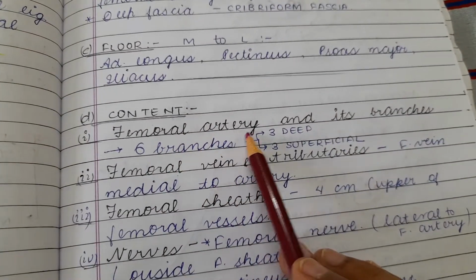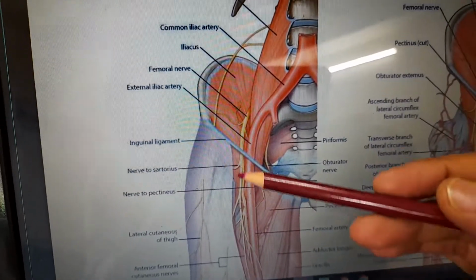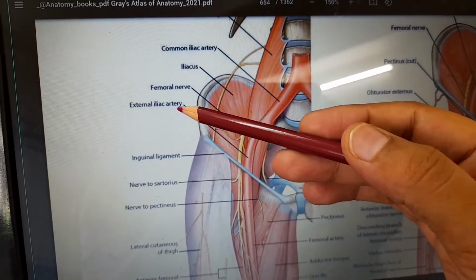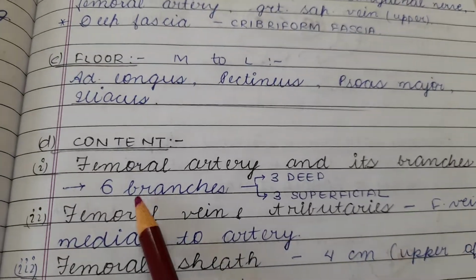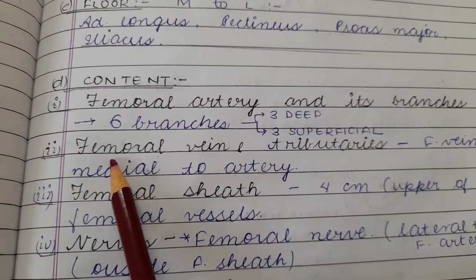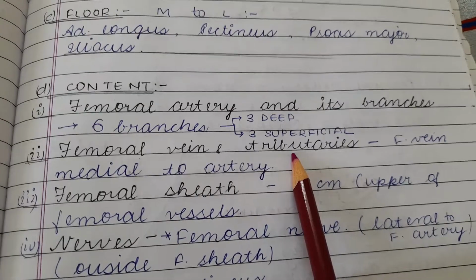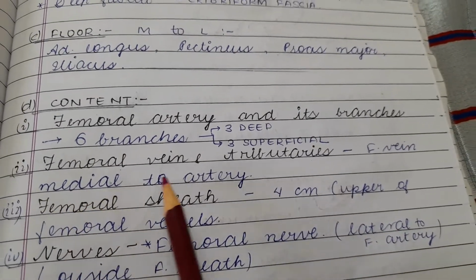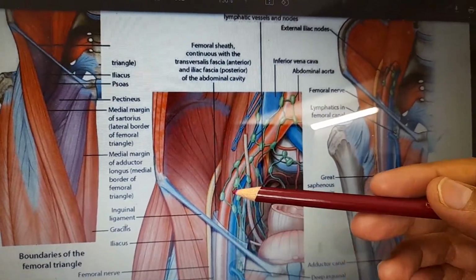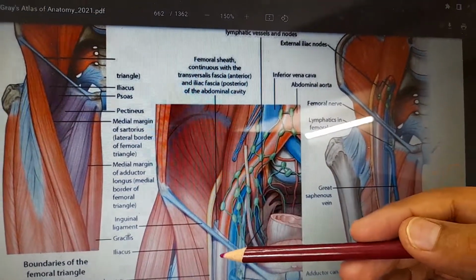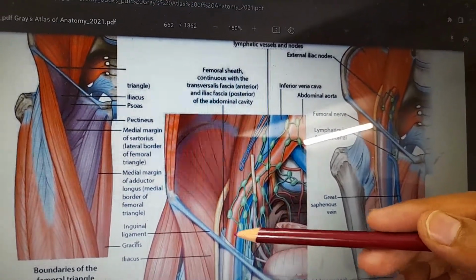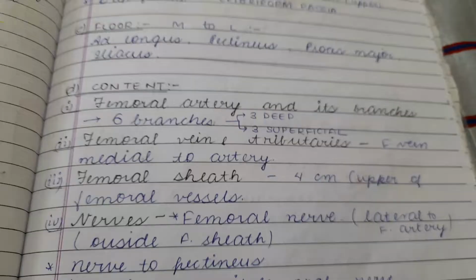The first is the femoral artery. This is the femoral artery, which is a continuation of external iliac artery. It has 6 branches, 3 deep and 3 superficial. The second content is the femoral vein and its tributaries, and it lies medially to the artery. In this diagram, we can see that this is the femoral artery, and this is the femoral vein which is medially to the femoral artery.